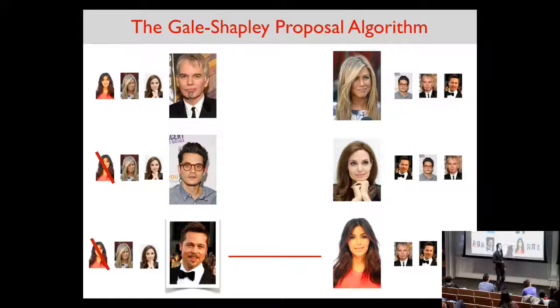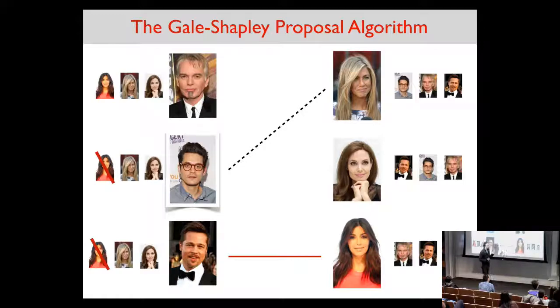Now the third iteration. Again, we pick some guy that's not matched. John Mayer was matched, but he's no longer matched, right? So we can pick him again. John Mayer now goes to his second preference, Jennifer Aniston, and proposes to her. Jennifer is super happy because it's her first choice. So they get matched. Now we have John Mayer matched and Brad Pitt matched.